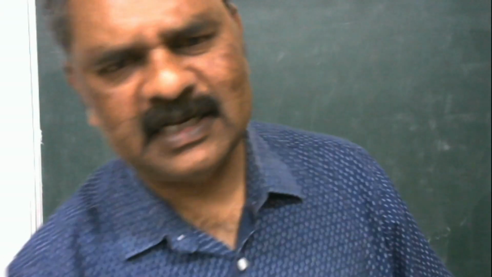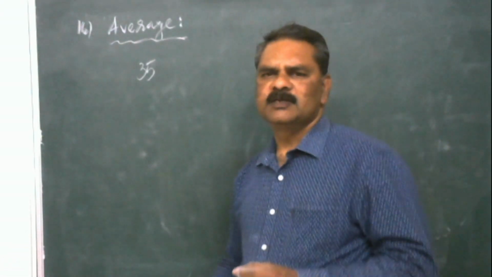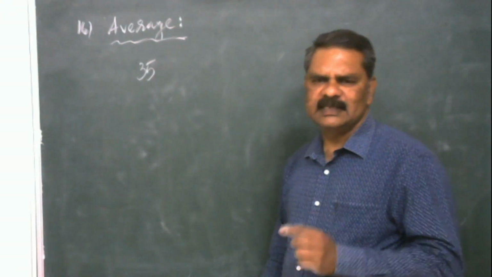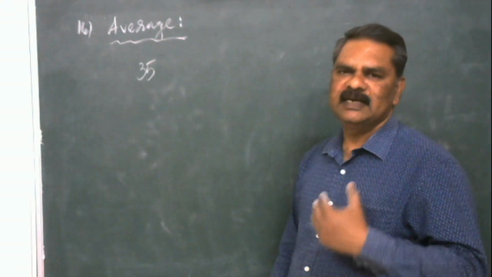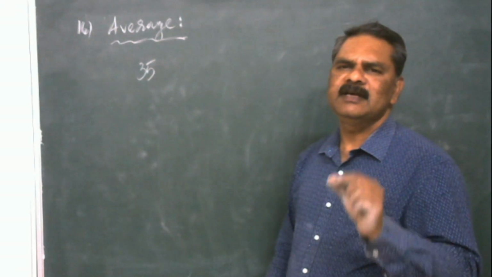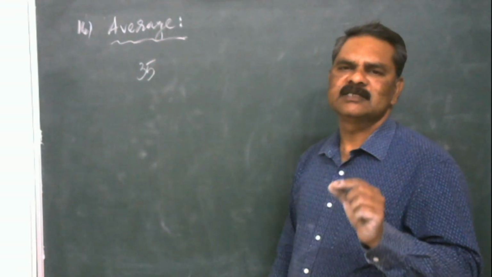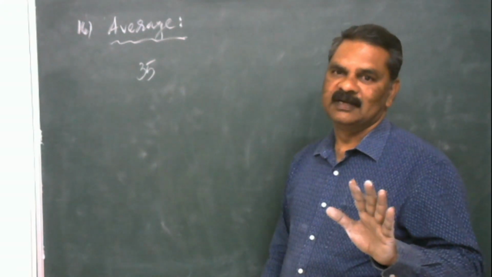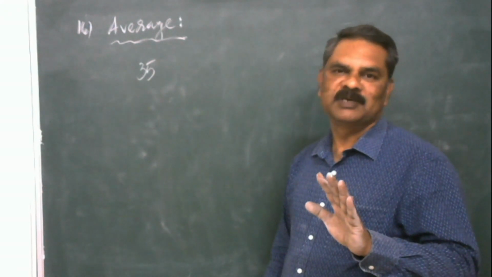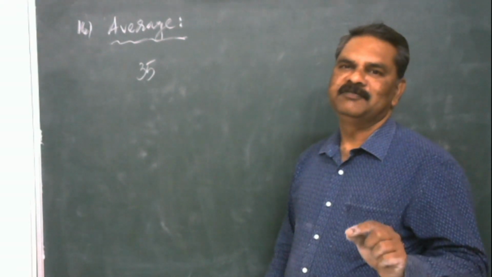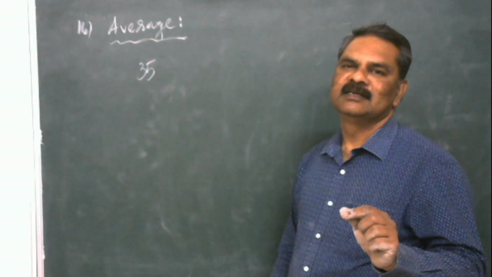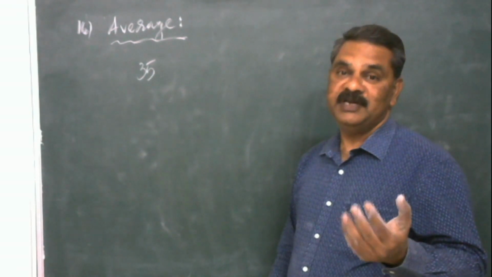That is the understanding that we will have. Suppose the class average of a particular subject is 35, then we understand that every student in the class has secured 35 marks, but that is not real. That is not possible at all. Every student in the class securing 35 marks is not possible, but that is the meaning that we get.